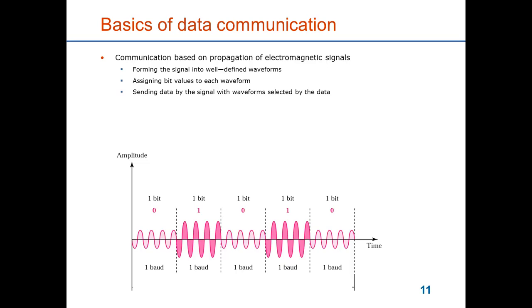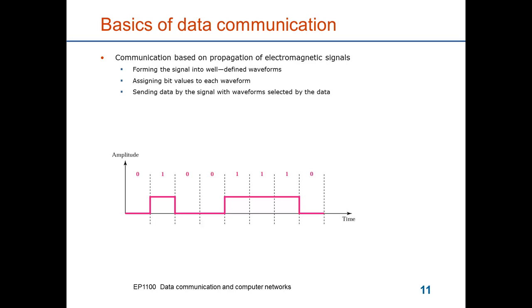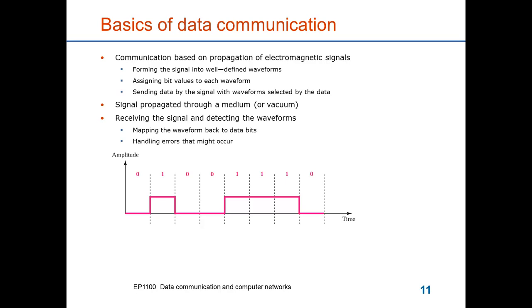It doesn't have to be a sinusoidal. We could have a direct current that we chop by switching it on and off. And here, no signal means 0 and signal means 1. This signal propagates through a medium, or through vacuum even. The receiver detects the waveform and maps the waveform back to data bits. It will also have to handle errors that might occur in the transmission.